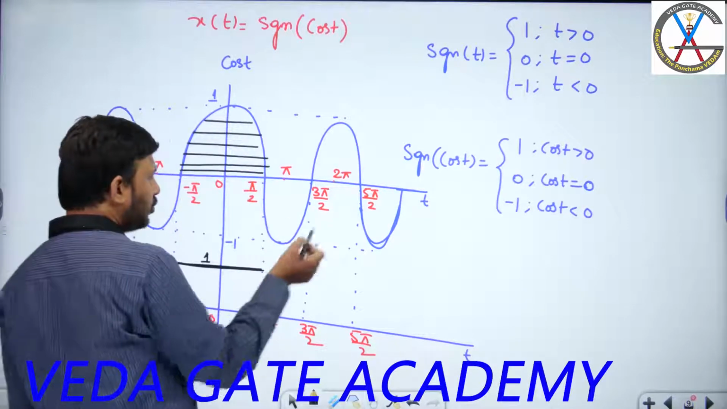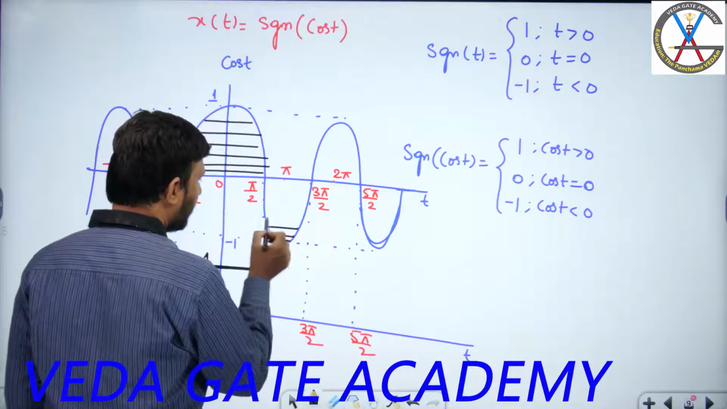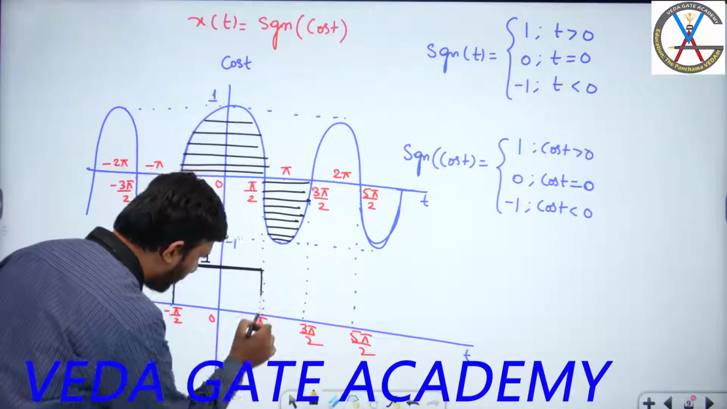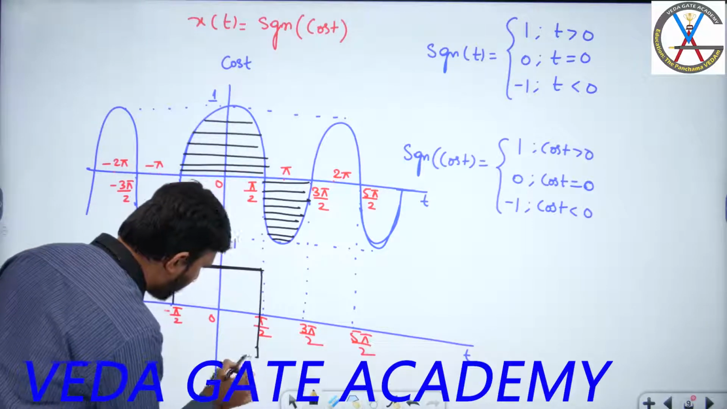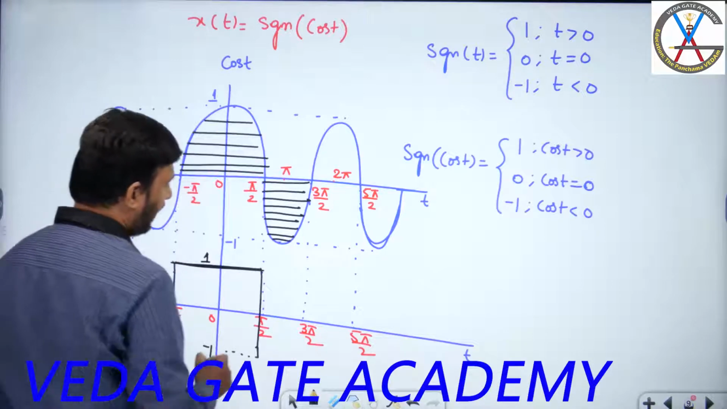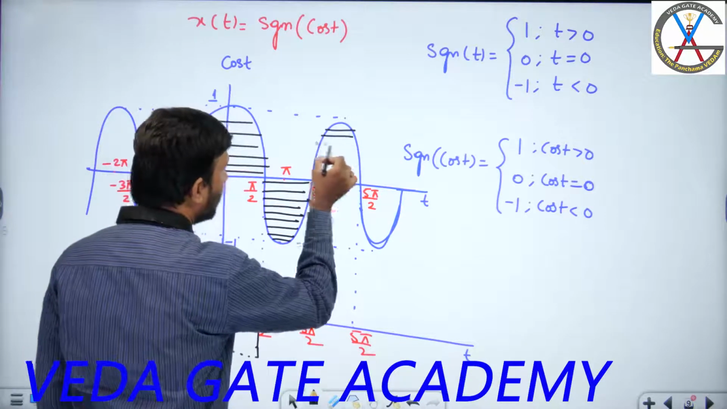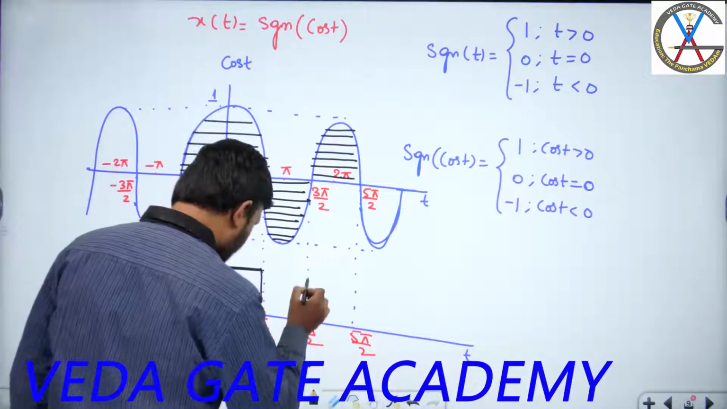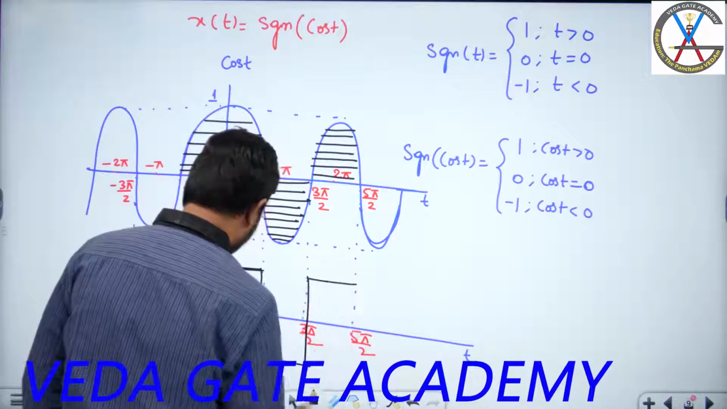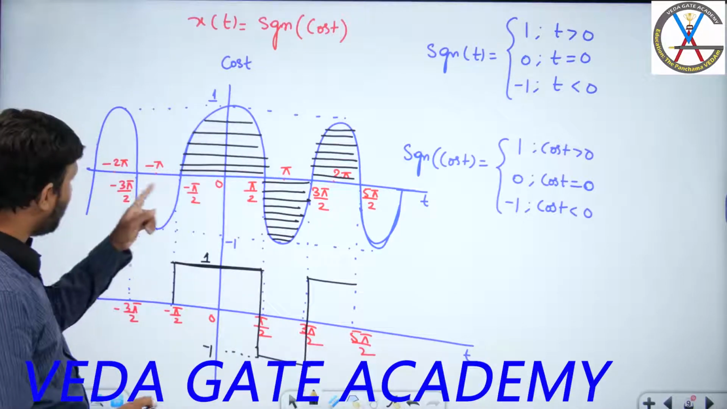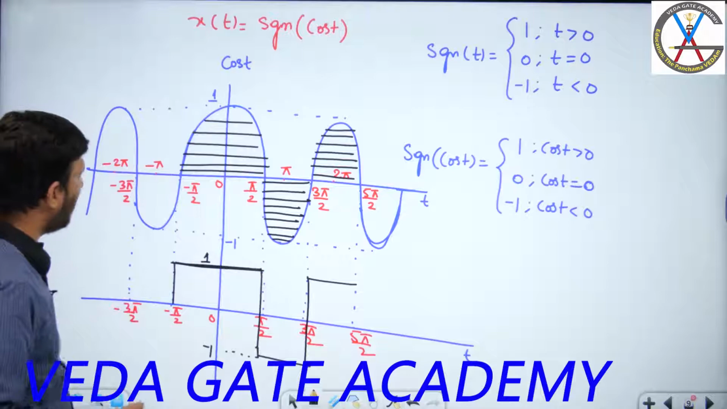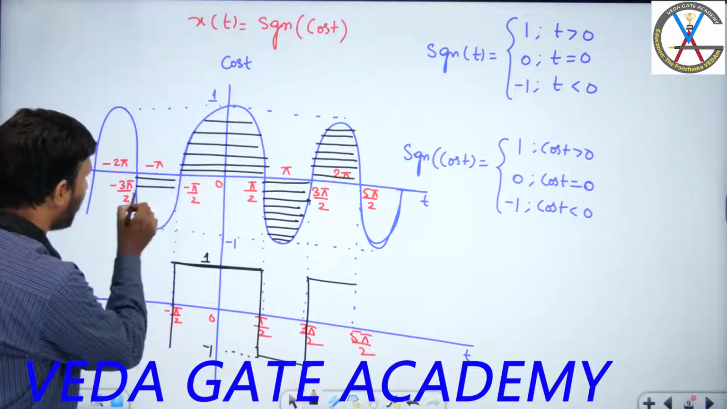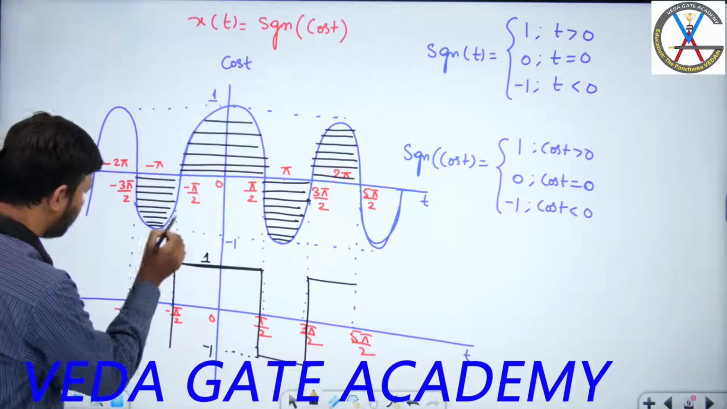Now, from pi by 2 to 3 pi by 2, cos t is less than 0, so signum of cos t will take the value -1. And from 3 pi by 2 onwards, cos t is greater than 0, so signum of cos t will take the value 1. And from -3 pi by 2 to -pi by 2, the cos t value is less than 0, so signum of cos t will be -1.